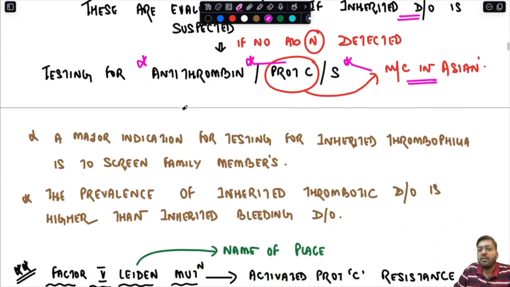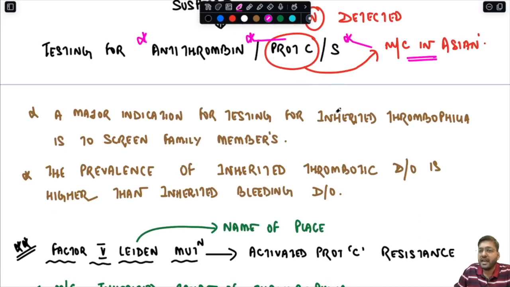Now, a major indication for testing for inherited thrombophilia is to screen family members. When you suspect that the disorder is running in the family and you want to screen the family members, that is one of the major indications for testing for inherited thrombophilias. The prevalence of inherited thrombotic disorder is higher as compared to inherited bleeding disorder. If you compare the thrombotic disorder with the bleeding disorder, remember, the prevalence of inherited thrombotic disorder is higher than inherited bleeding disorder. We have already discussed bleeding disorders in detail.